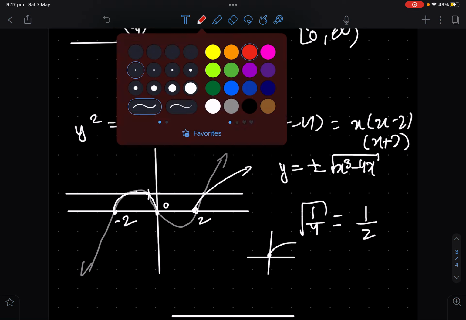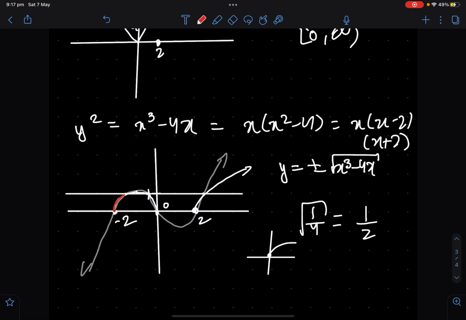If I draw this in red to make it a bit clearer, that will be our function. But we are not done yet. Now we notice that we had to make a plus minus. So this graph will be repeated along the x-axis. And that's our function.